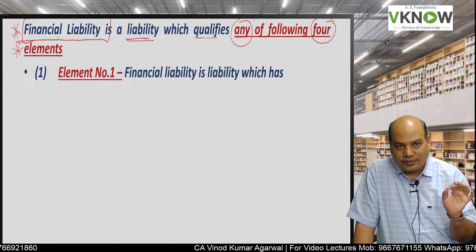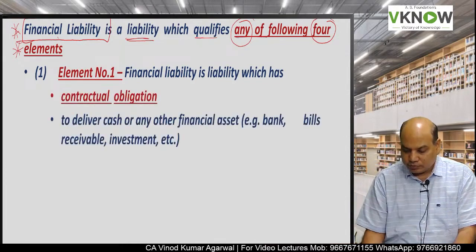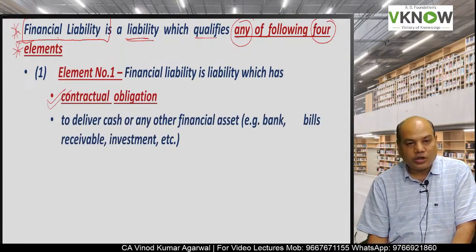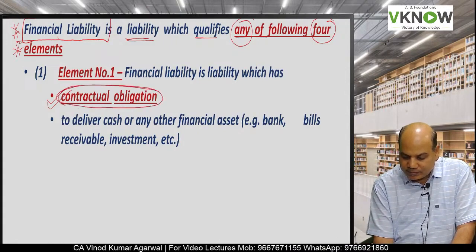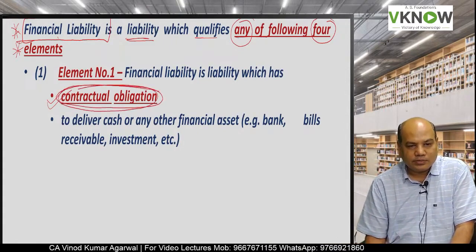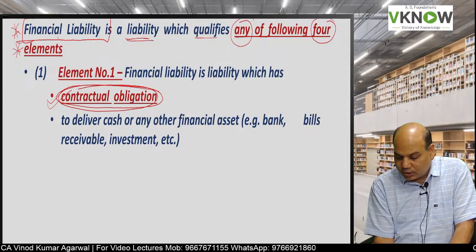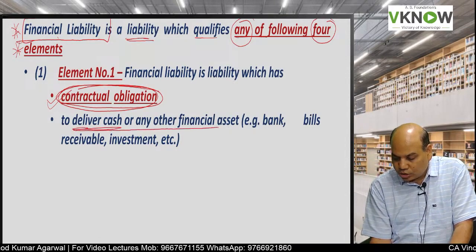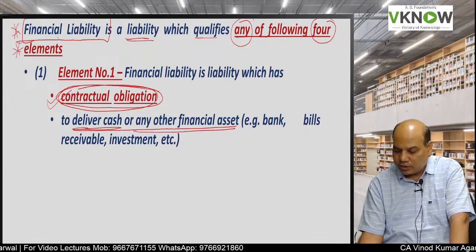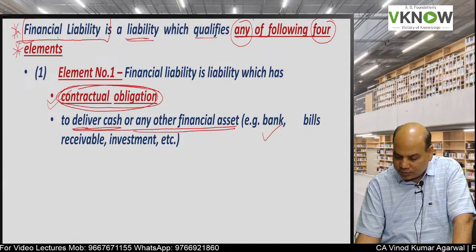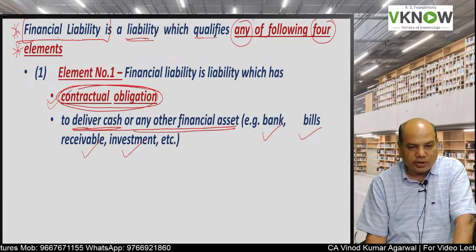We will call it element. So first, element number 1: a financial liability is a liability which has a contractual obligation. So first see whether there is a contract. Income tax liability is not a financial liability because there is no contract. It is a statutory liability. The contractual liability should be to deliver cash or other financial asset. For example, bank, bills receivable, investment, etc.